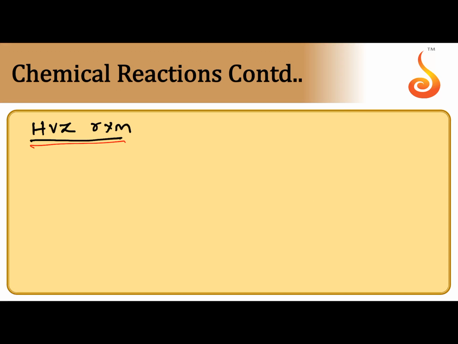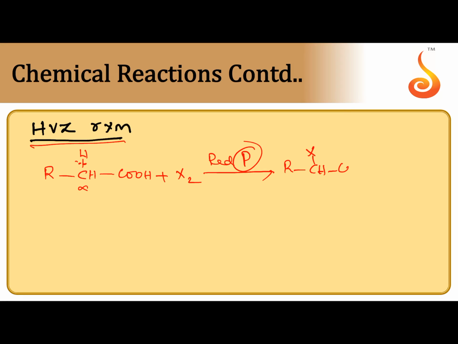Next, the HVZ reaction, which is a very important one. Carboxylic acids containing at least one alpha hydrogen react with halogen in the presence of red phosphorus to give alpha halo acids: RCHXCOOH plus HX. From this alpha halo acid we can get very important compounds.